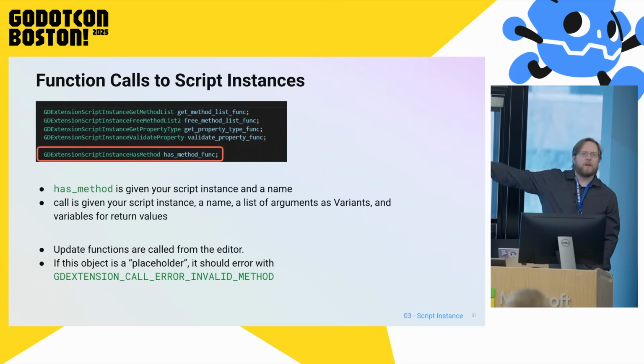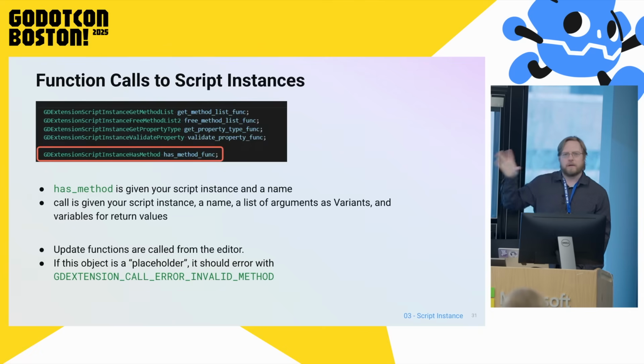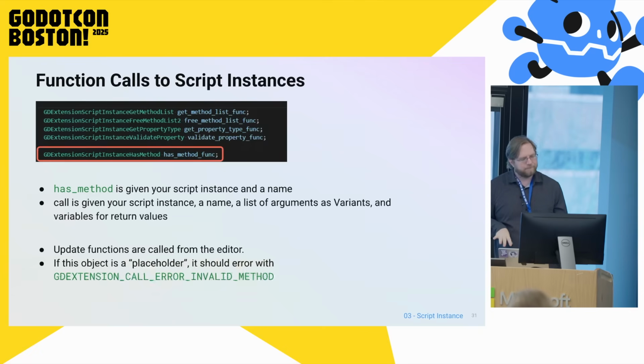Scripts don't support pointer calls. Every single time you call a function, it's going to be a list of variants that you then have to convert if you want to convert them to native types in your script.